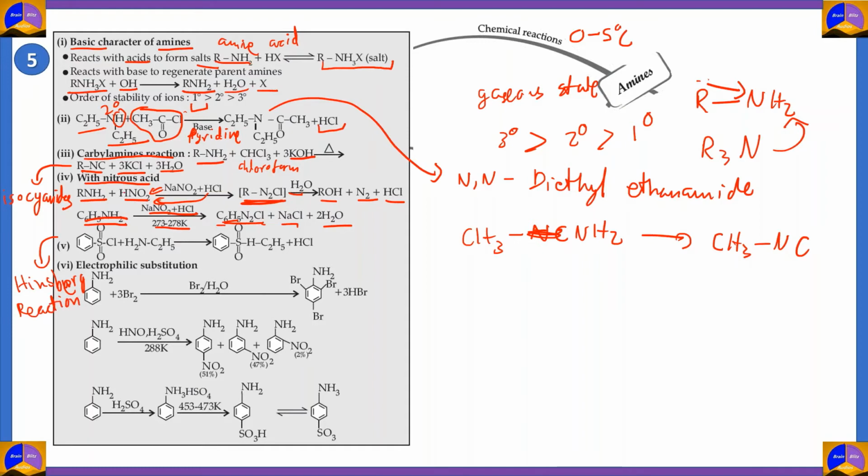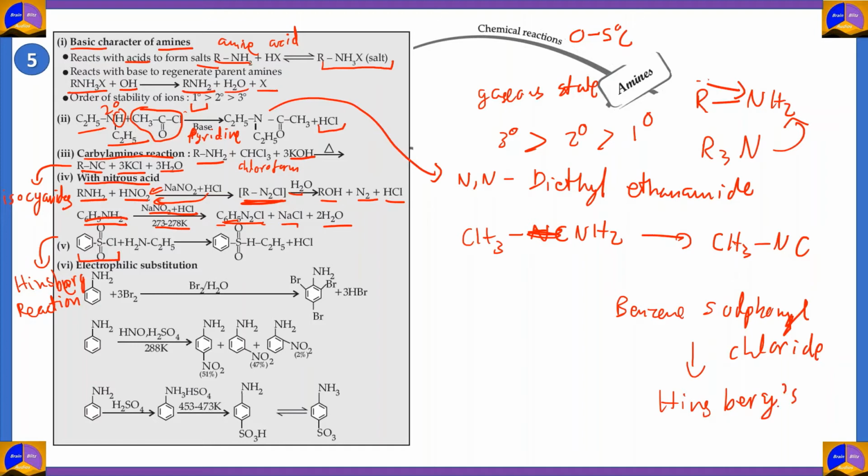Now there's a reason for that. We have this aromatic compound here, that is benzene, sulfur double bond O on both sides, and a Cl. So this is known as benzene sulfonyl chloride, which is also known as Hinsberg's reagent. Since there is Hinsberg reagent in the reaction, they call it the Hinsberg's reaction.